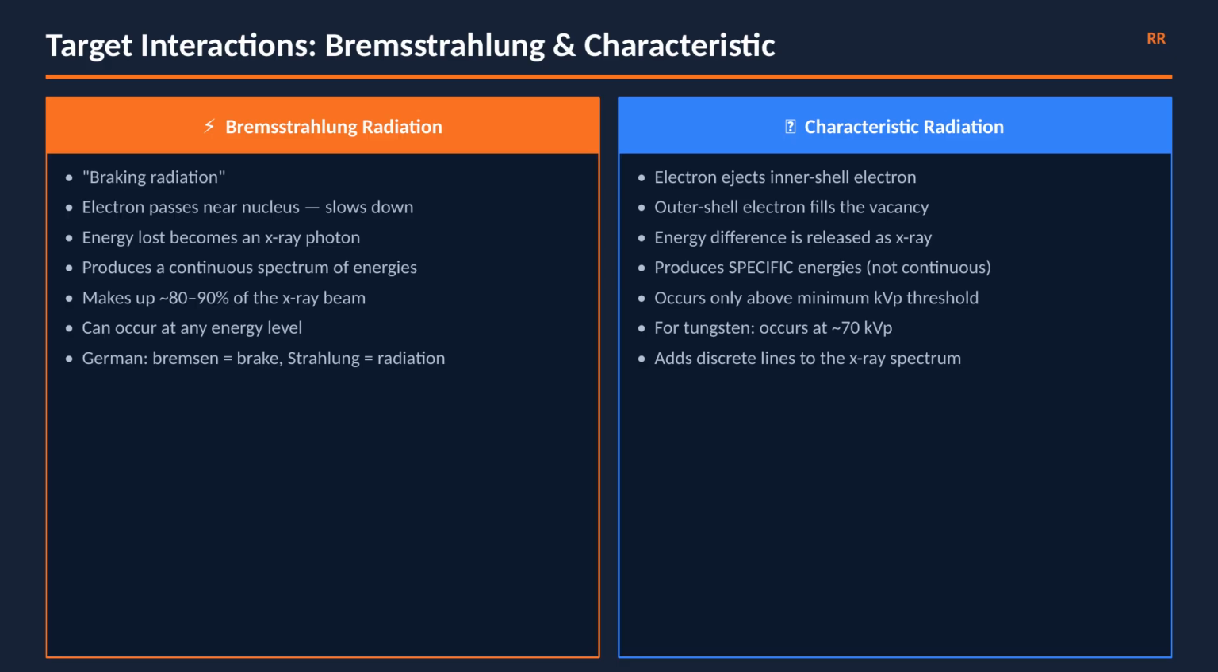Characteristic radiation is different. An incoming electron ejects an inner shell electron from the tungsten atom. An outer shell electron drops down to fill the vacancy and releases energy as an X-ray with a specific, discrete energy, the characteristic energy of that shell transition. This produces X-rays only at certain energy levels and only occurs when kVp exceeds 70 kilovolts for tungsten.